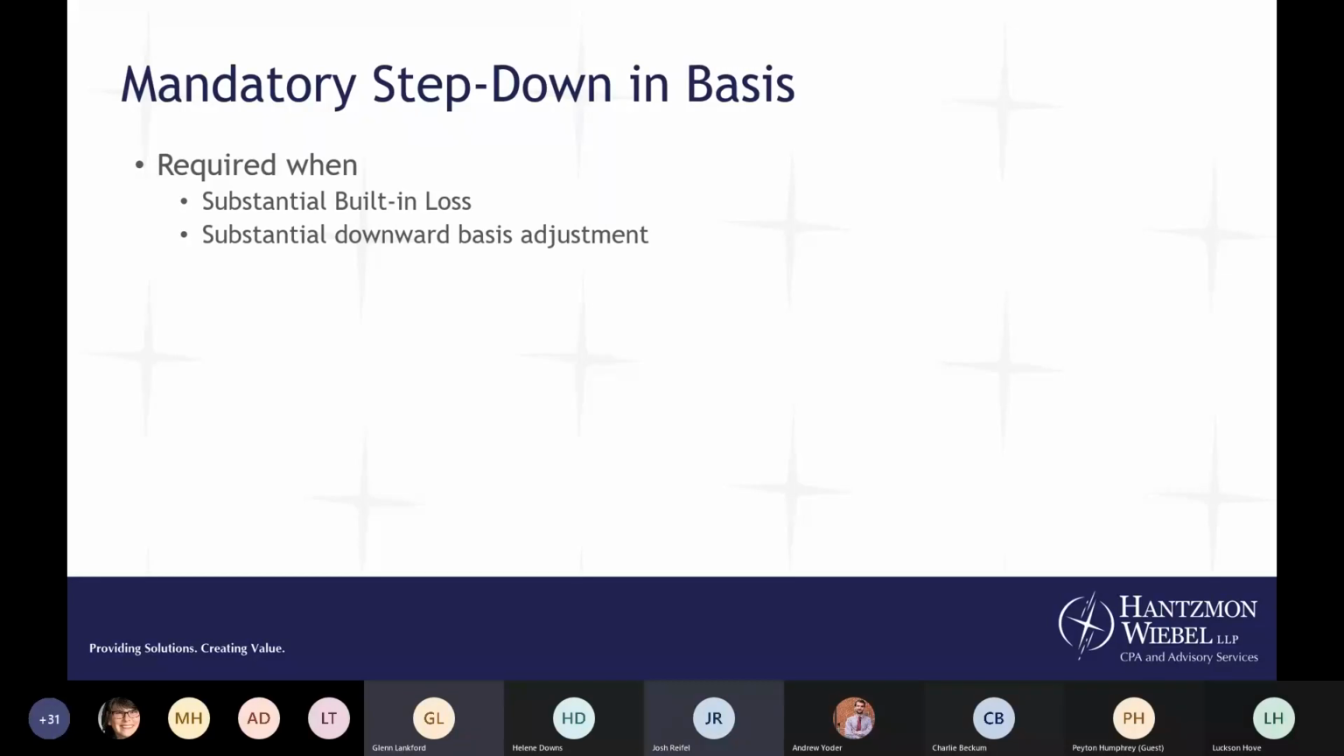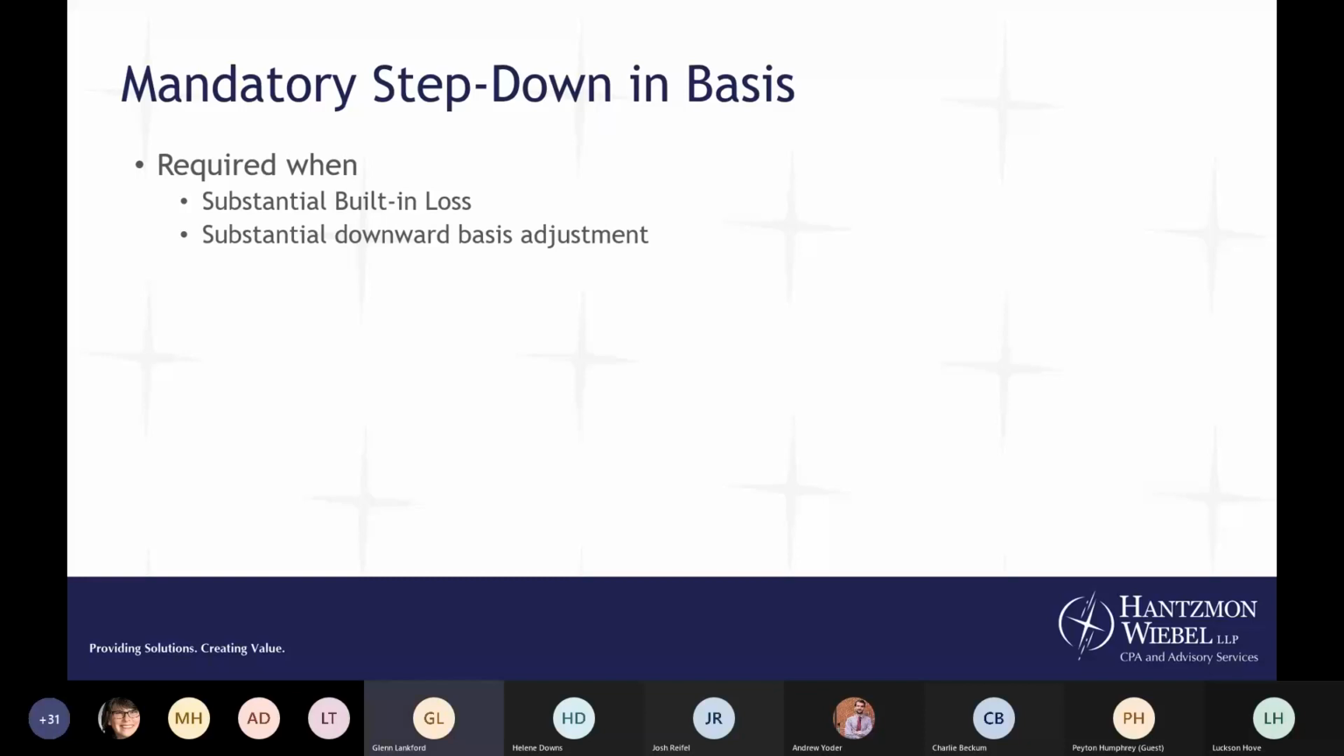Okay. I mean, the mandatory step down is not the same as making an irrevocable election. I mean, it's a one-time thing. Right. So the mandatory step down in basis does not preclude you or require you to make the election in subsequent years. But making the election obviously locks you into it, as we stated. Right.